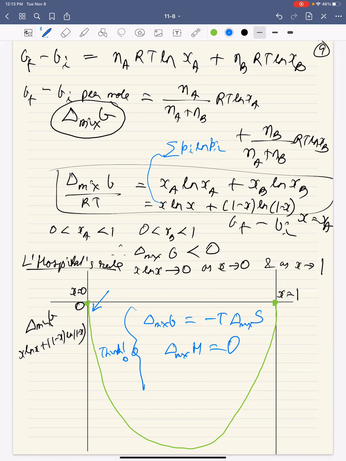So I want you to go and think about this. And next time I will write down the expression for GF minus GI. I will draw this curve for you. And this is our ideal mixing. We'll start from here, and then we will make it complicated. The next step will be to talk about regular mixing. Regular mixing assumes that the entropy of mixing is the same as ideal, but there is an enthalpy of mixing.